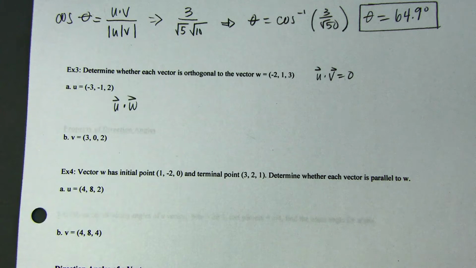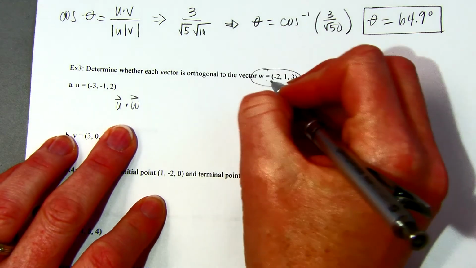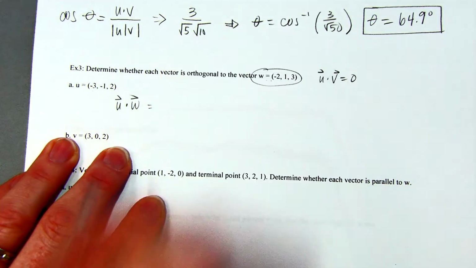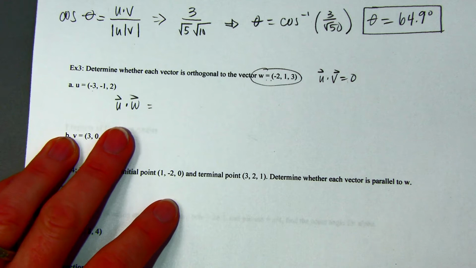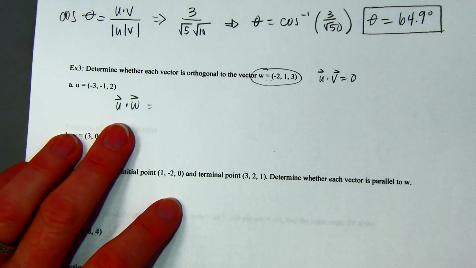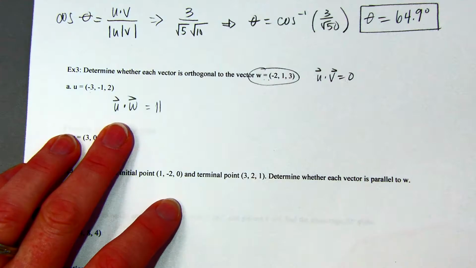Okay, so what is the dot product of u times w? The given w vector was w, and then we have u. What's the scalar here? When you multiply u times w? I got 11. So are they orthogonal?